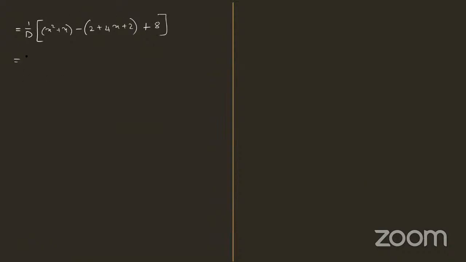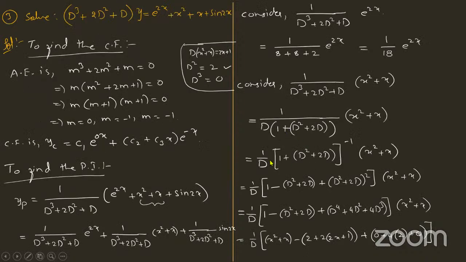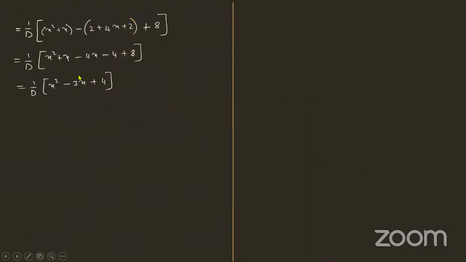Now see if I can simplify this again. It is 1 by d into x square plus x. Then see it is minus 4x. Then 2 plus 2, it is 4, you know. So it is minus 4 plus 8. Now if I can simplify this again, it is 1 by d into x square. See, it is x minus 4x. So it is minus 3x. Then 8 minus 4, it is plus 4. Now see, here you are. So you have operated all this, except 1 by d, whatever the remaining, you have operated all these things on x square plus x. As a result of that, you got it as x square minus 3x plus 4.